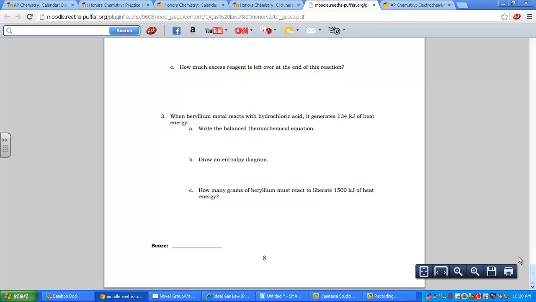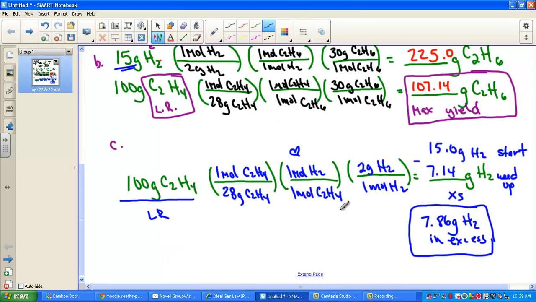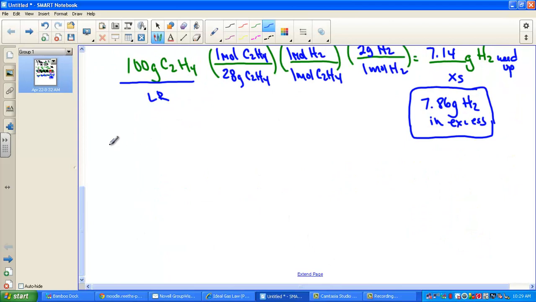We have one more in this particular set for practice test C. Let me skim down and read what we're doing next. I believe it's thermochemistry. Yeah, we got a beryllium metal reacting with some hydrochloric acid, generating, liberating, releasing. All of those words are telling me exothermic, of 134 kJs of heat. We need to write a thermochemical equation, draw the enthalpy diagram, and use a little stoichiometry in part C. Let's go to work and see how easy this is becoming for us.